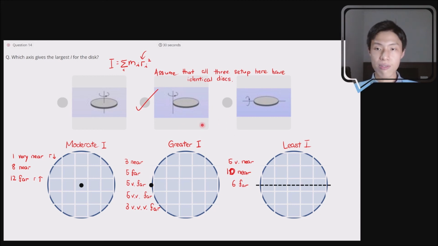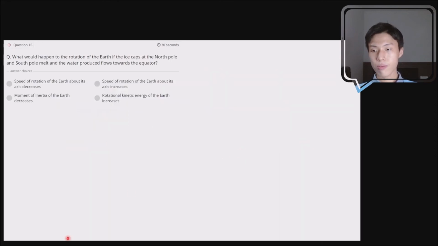If the first disk is more massive than the second disk, then you mess up our comparison already. We have to assume all 3 disks here have the same mass, the same size, the same thickness, everything the same. Only then are you able to compare it like this. Okay, so this is how we solve question 14. Let's move on to the next question.